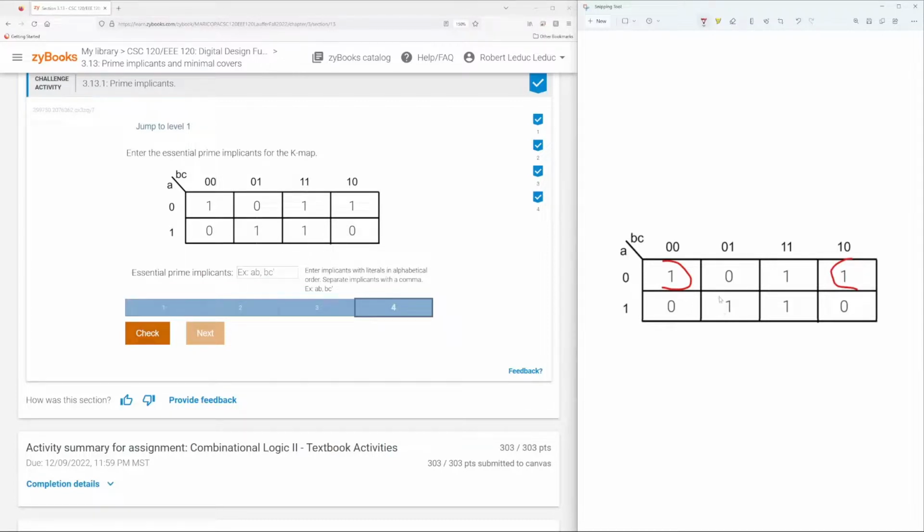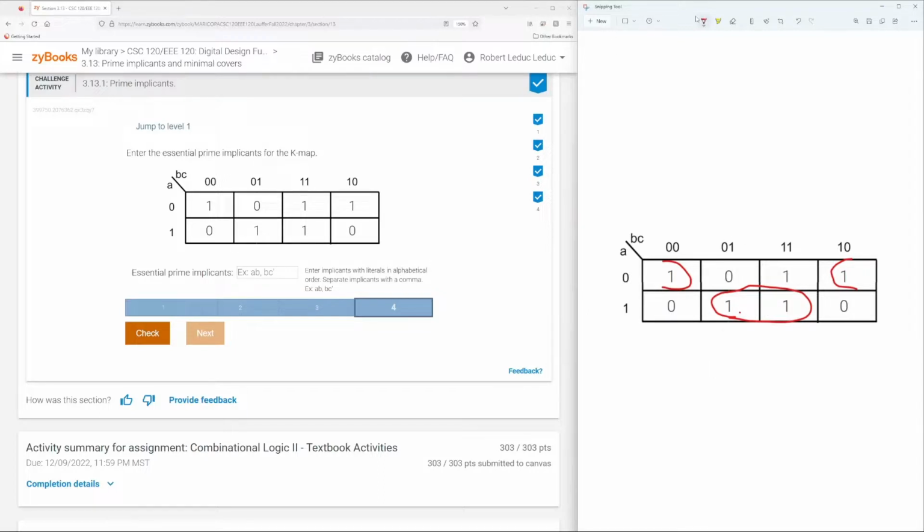Another one that I see kind of on its own is this one right here. The largest valid circle that would include this is actually a 2-box circle right here. There is no other largest circle that would include that one. That's not valid, and that's not valid. So I only have the one largest valid circle for this minterm right here.